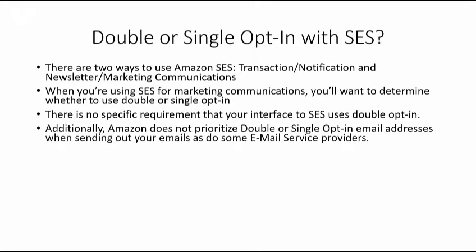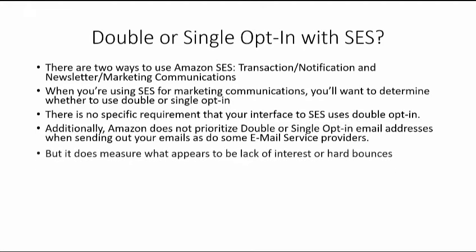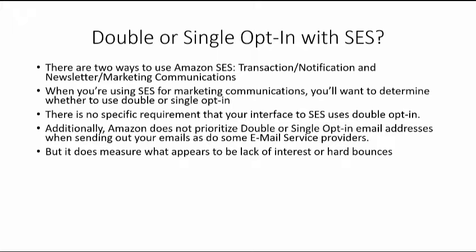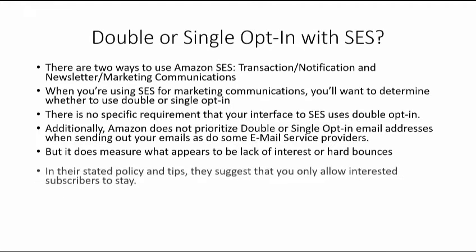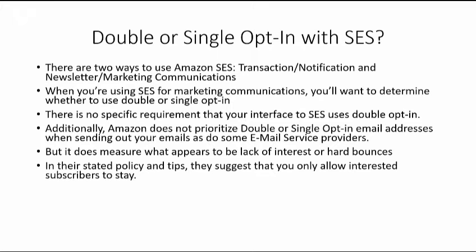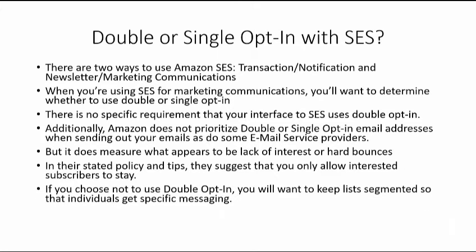Additionally, Amazon does not prioritize double or single opt-in email addresses when sending out your emails, as do some email service providers. It does measure what appears to be a lack of interest through the form of hard bounces. It's their stated policy and tips that you only allow interested subscribers to stay, and that would indicate that you are using double opt-in, because they've gone through the second level of trying to get into your email marketing list. If you choose not to use double opt-in, you will want to keep your list segmented so the individuals get messaging specific to the reason that they actually opted in.